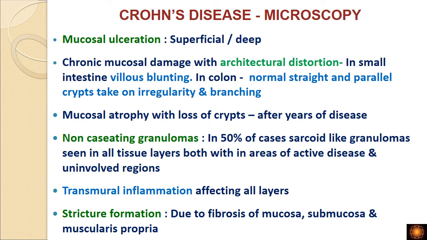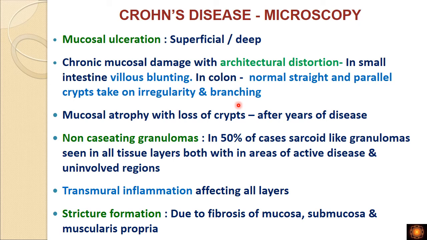Now that was about the naked eye appearance of the external and the internal mucosal surface. Now coming to the microscopy, we will see from the mucosa till the serosa. The mucosal surface will be ulcerated, and then coming to the mucosal glands, architectural distortion will be seen. If it's a small intestine, we have just villous blunting, but if it is the colon, then we have irregular crypts. Instead of the straight parallel crypts, we have irregular and branching crypts. That's what we call architectural distortion.